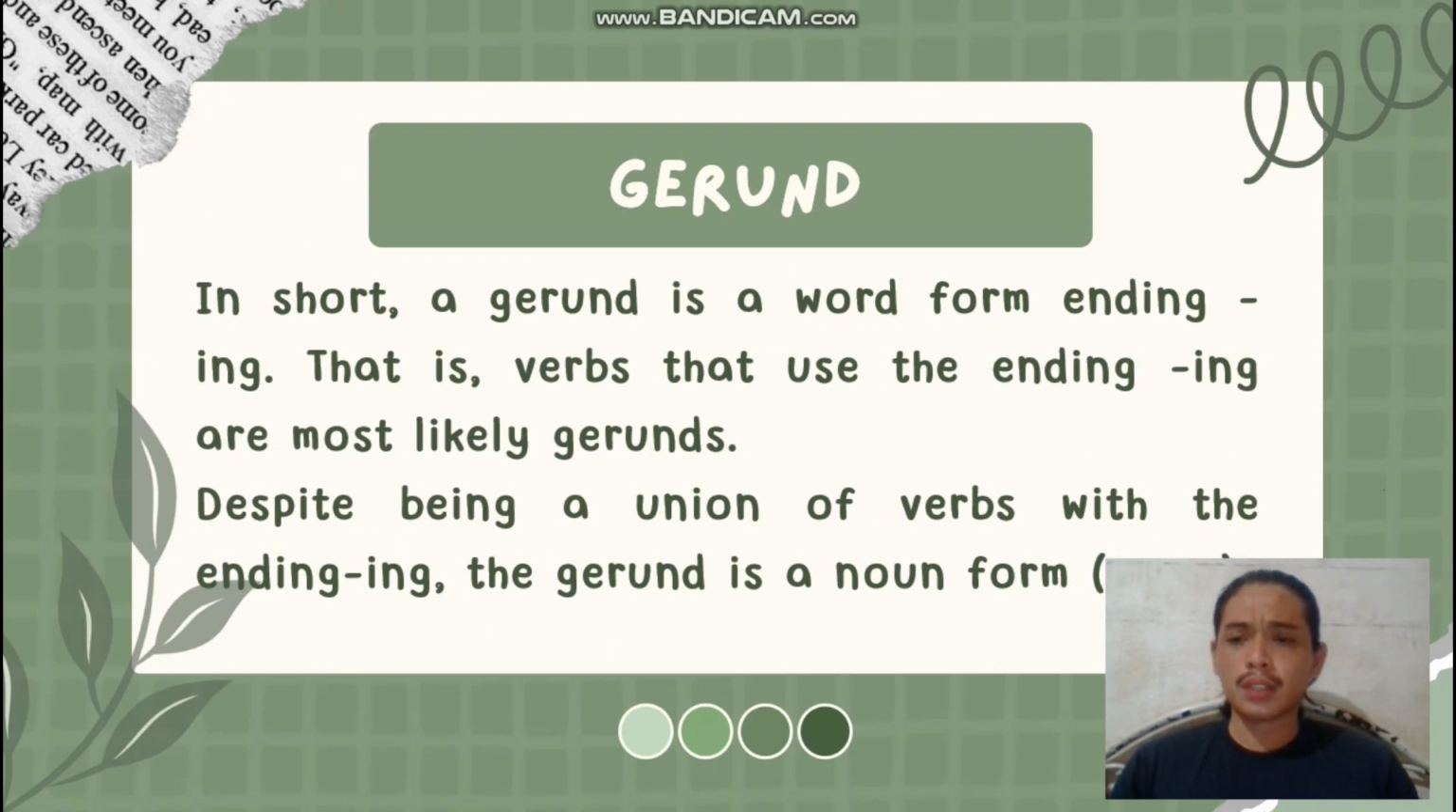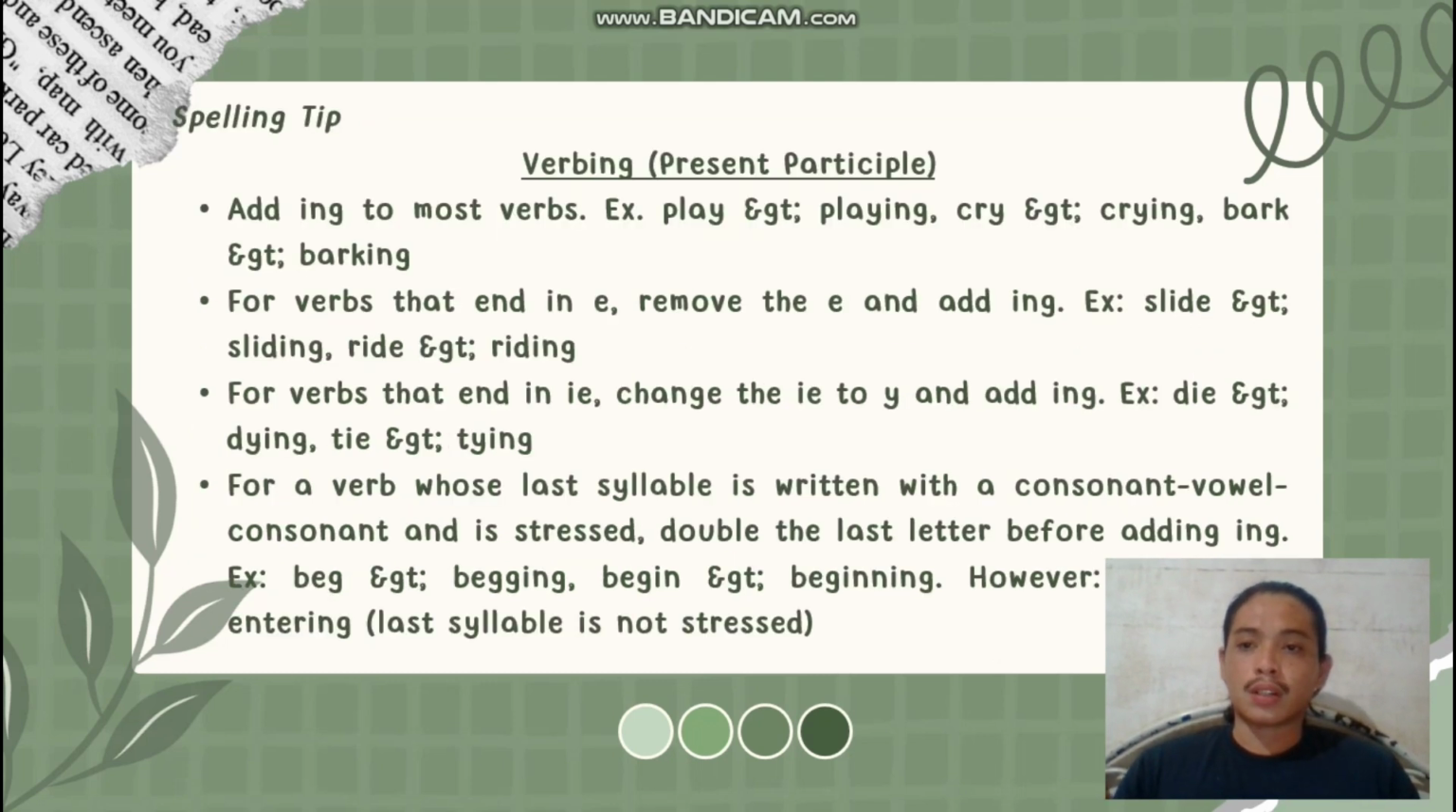Gerund. In short, a gerund is a word with the ending ing, that is, verbs that have the ending ing are most likely gerunds. Despite being a verb with the ending ing, it is used as a noun form. Spelling tip: verb plus ing, present participle.